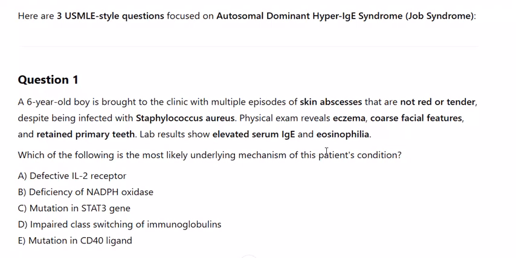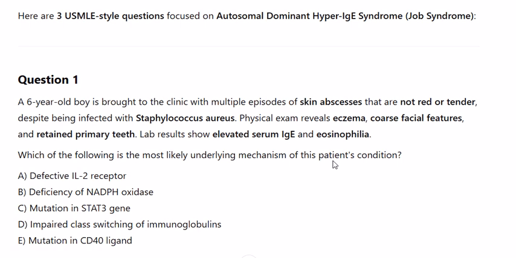A 10-year-old boy is brought to the clinic with multiple episodes of skin abscesses that are not red or tender, despite being infected with Staphylococcus aureus. Physical exam reveals eczema, coarse facial features, and retained primary teeth. Lab results show elevated serum IgE and eosinophilia. Which of the following is the most likely underlying mechanism of this patient's condition?